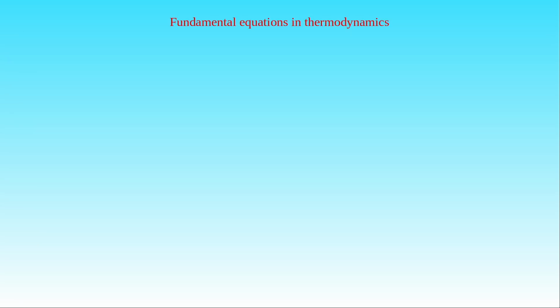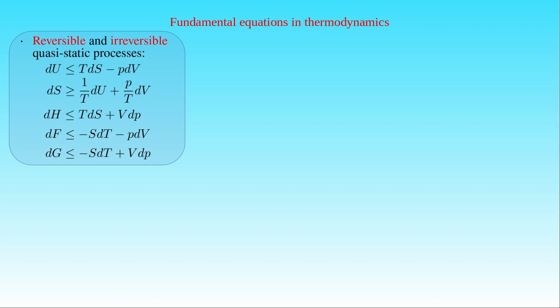In order to derive the fundamental equations or relations of thermodynamics, we only need the 5 inequalities describing the infinitesimal change in the thermodynamic potentials during quasi-static processes. If these processes are reversible, then the inequalities become equalities, whereas the strict inequalities hold for irreversible processes. In other words, these inequalities are evaluated along a path of the process in the state space of a system, where the right-hand sides of the inequalities depend on this path.